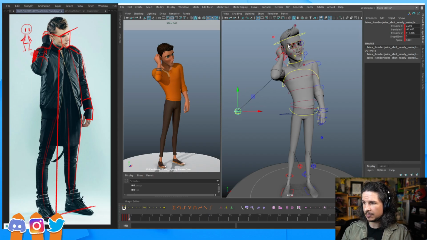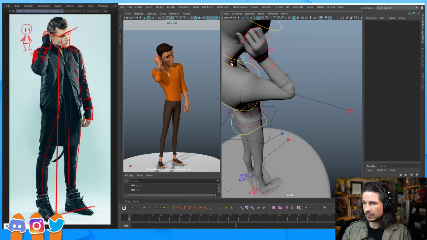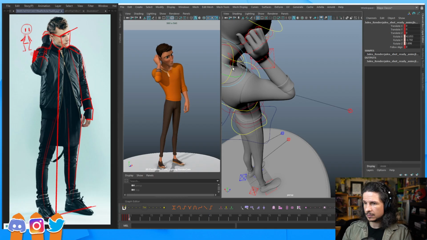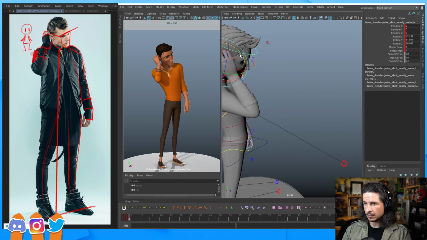Get that in there. Maybe if the head is a little bit more tilted. And same with the neck. There we go. Now we've got that silhouette of the elbow in there. We've got that back in. And we're really pushing that line of action there. Okay.